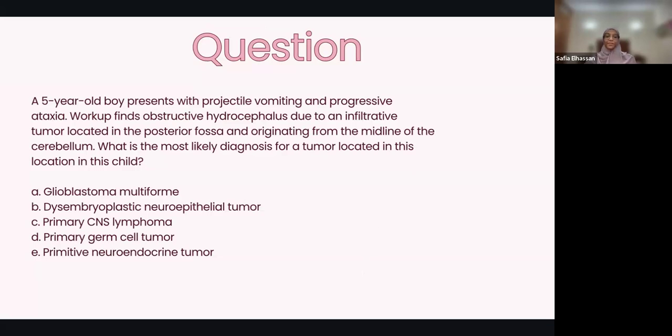Yes, it's E, primitive neuroendocrine tumor. So primary germ cell tumors, those are the germinomas, the ones that resemble seminomas. Primitive neuroendocrine tumors, so we took two examples of that. We took the medulloblastoma and we took the rhabdoid tumor. Dysembryoplastic neuroepithelial tumors are located in the temporal lobe. Primary CNS lymphomas are usually seen in patients that are immunocompromised, and glioblastoma multiforme, seen in older patients, doesn't really present with ataxia. And this is a 5-year-old boy. Does that make sense?